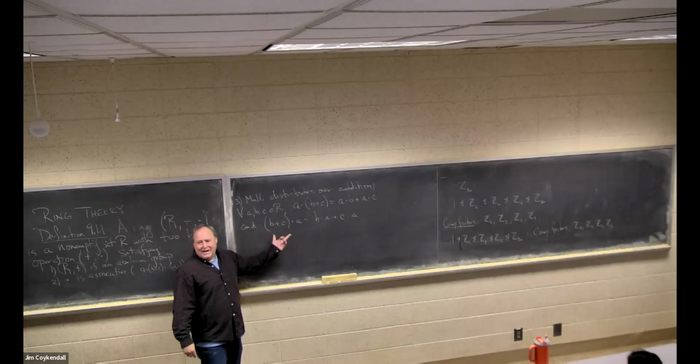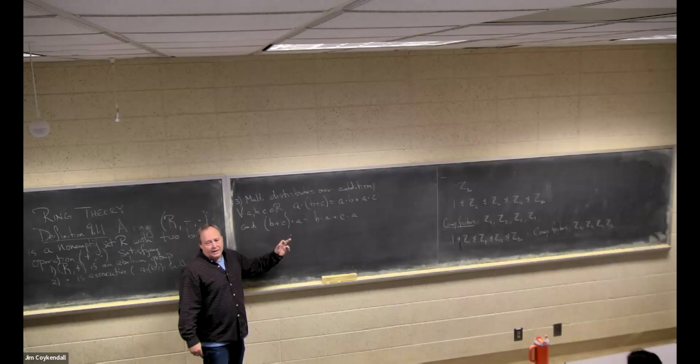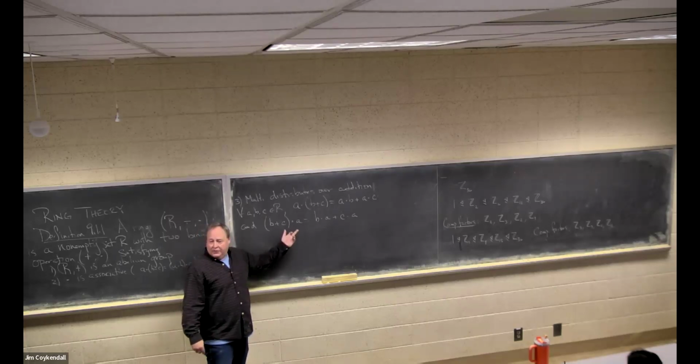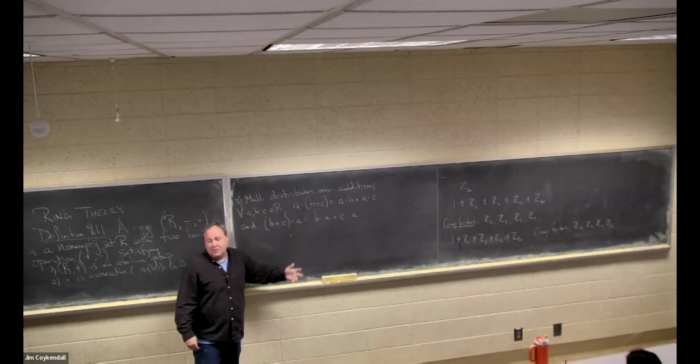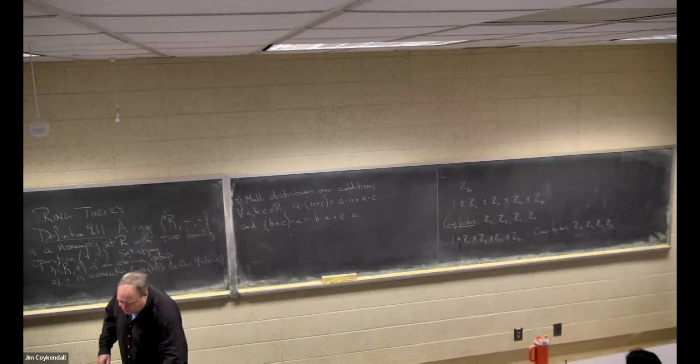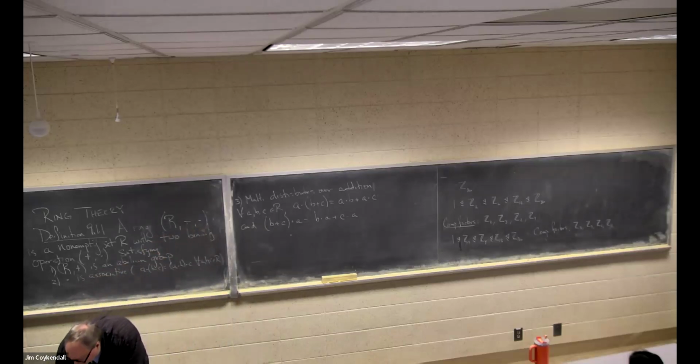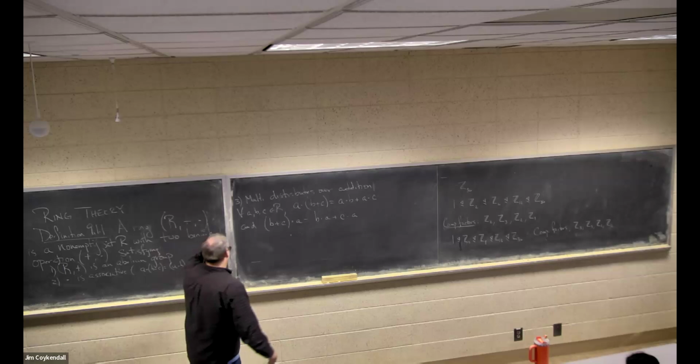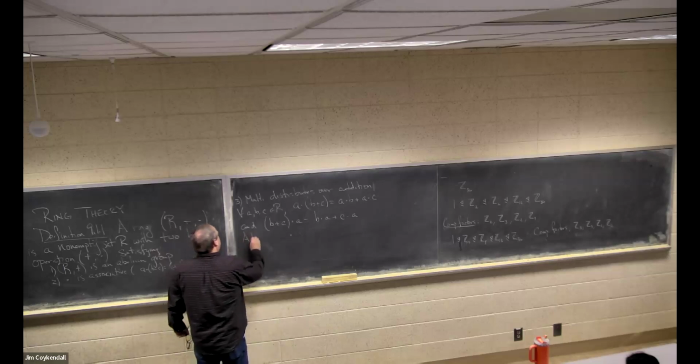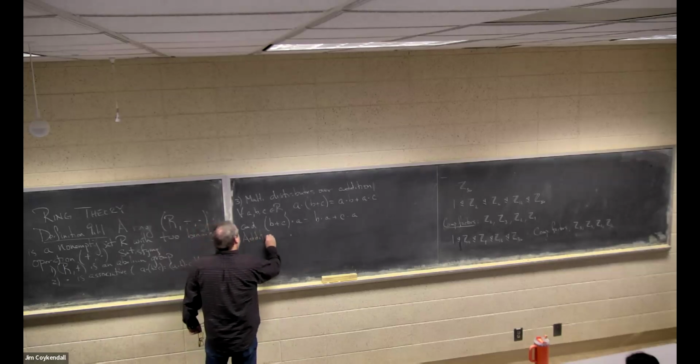Notice, I didn't say the multiplication was commutative, right? And if it is, this is redundant. See if you can prove that. If the multiplication is commutative, if A times B equals B times A for everything in the ring, then that's perfect.